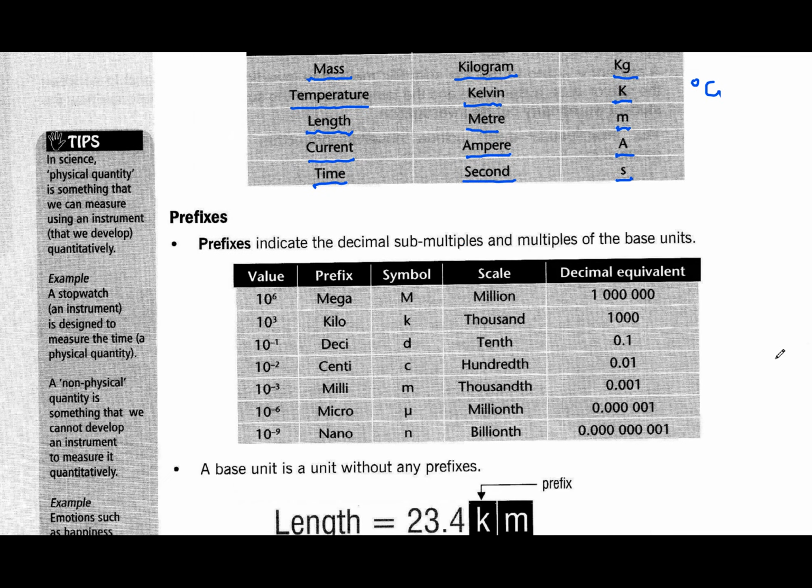The prefix is a number that you attach to a physical quantity as a short form denotion of a number. As an example, mega refers to a million, so it has 6 zeros. When it has 6 zeros, it's 10 to the power of 6. So for example, if we have 5 mega meters, that is equivalent to 5 million meters.